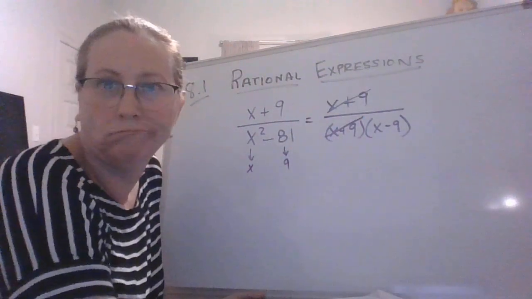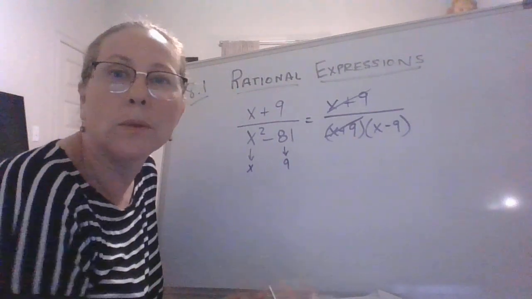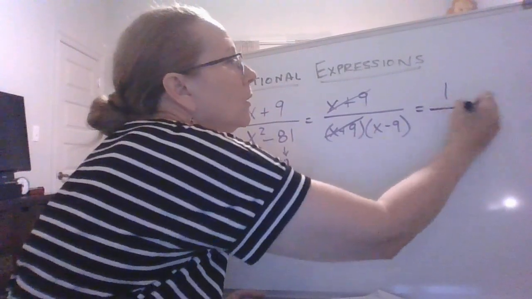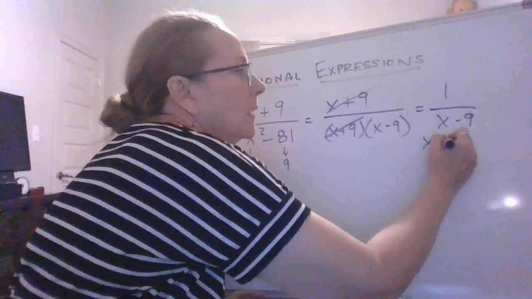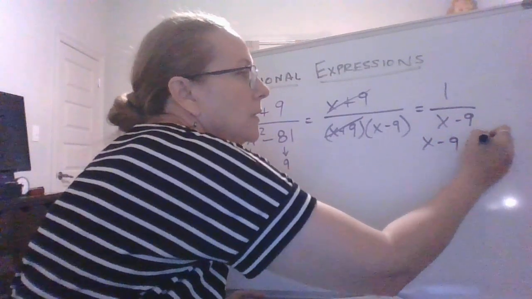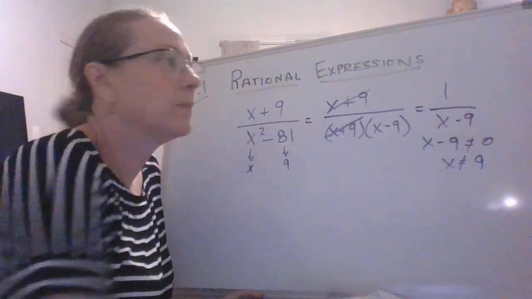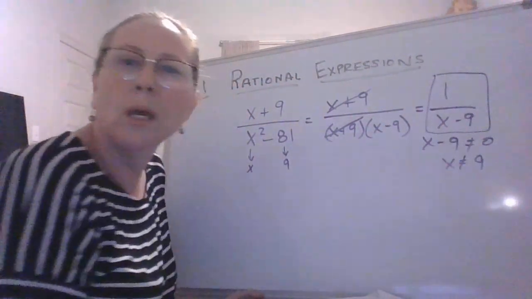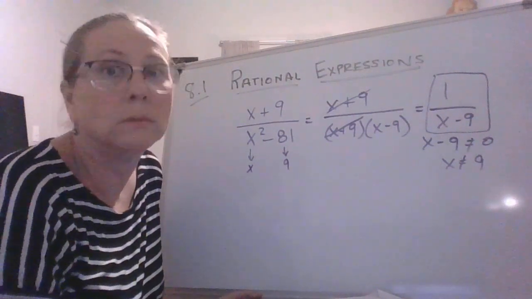You're like, well, is the numerator 0? No, because things don't cancel to 0, they cancel to 1. So we end up with 1 over x minus 9. And since x minus 9 cannot be 0, then x cannot be 9. So in the simplified answer, this is what makes it undefined. Will they always ask what makes it undefined? No, but when they do, you'll be prepared.